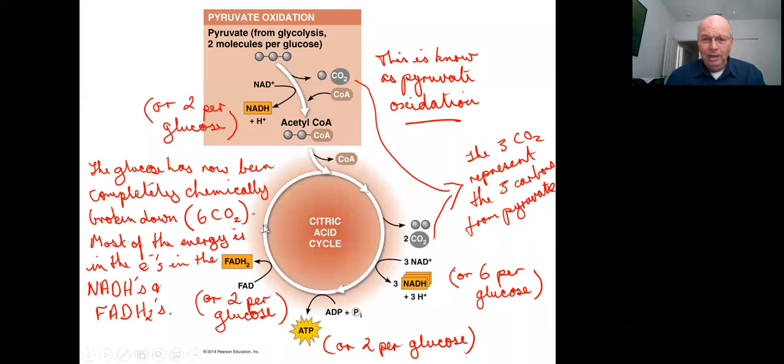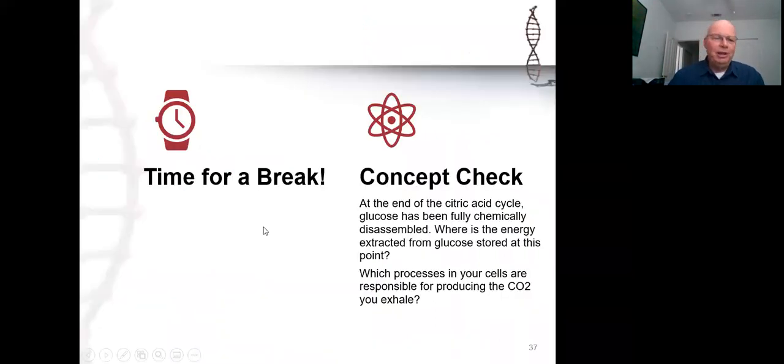But before we go there, a quick concept check again. Again, not going to stop the recording. We're going to just stop for a concept check, make sure that we've got everything squared away here before we move onwards. So at the end of the citric acid cycle, glucose has been fully chemically disassembled. Where is the energy that's been extracted from the glucose stored at this point? I think I just answered that one, but yeah. Which process in your cells is responsible for producing the CO2 you exhale? I think I might have just answered that one too.